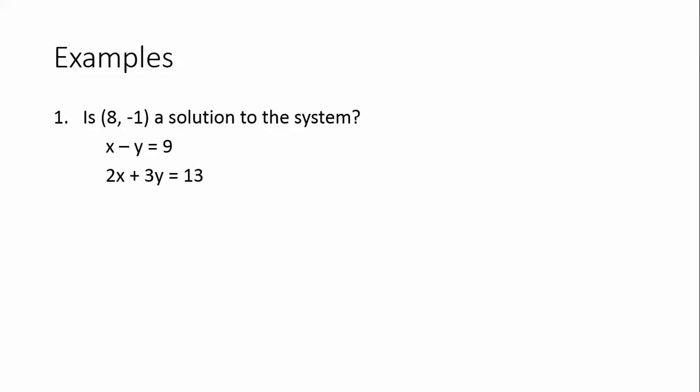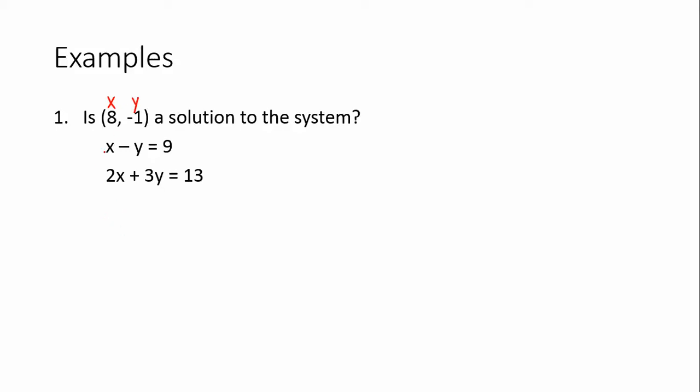First, we can determine if an ordered pair is a solution to the system by plugging that ordered pair into the equation and seeing if we get a true statement. So I want to know for number 1 if (8, -1) is a solution to the system. Remember, in order to be a solution to the entire system, it must solve both equations. So we're going to plug in 8 and -1 for x and y into both equations and see if we get a true statement.